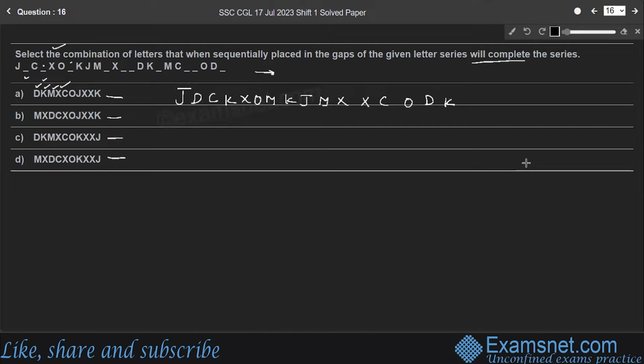D, K are the next letters. There is a blank, fill with J. Next comes M and C. Fill X and X. Next O, D. At last we have to fill K. Let us check whether this series follows any pattern or sequence. JDCKXOM, KJMXXCD. This series doesn't follow any pattern or sequence. Therefore, option A is not the answer.